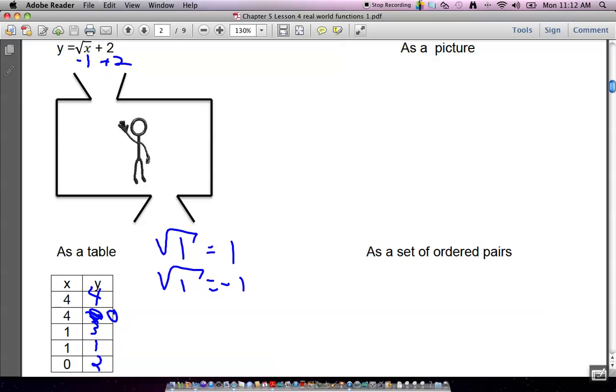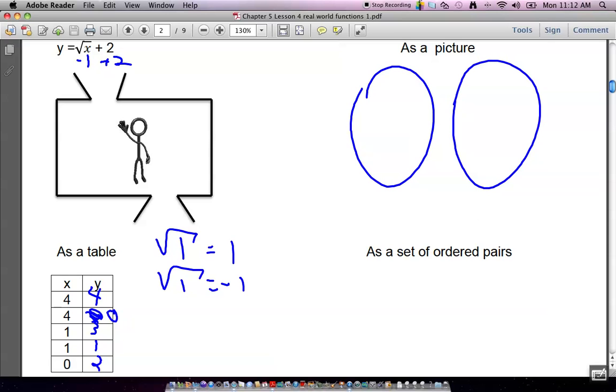If I drew this as a picture, remember my point here is to teach you about what's not a function. If I drew a picture, I would have 4, 1, 0, and then 4, 0, 3, 1, 2. It would look like this. Notice, when we look at it as a picture, this is not a function. Because, look at the table. Doesn't the 4 repeat itself? Doesn't the 1 repeat itself?